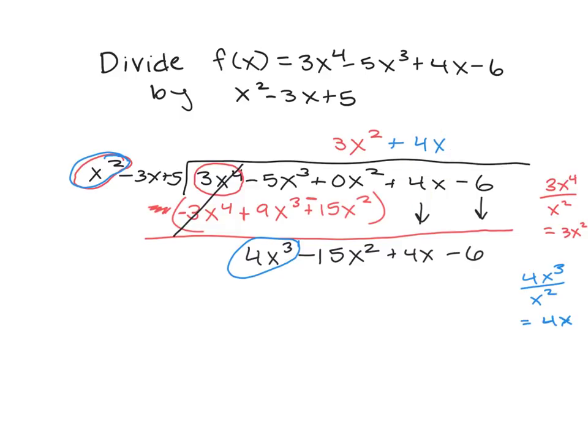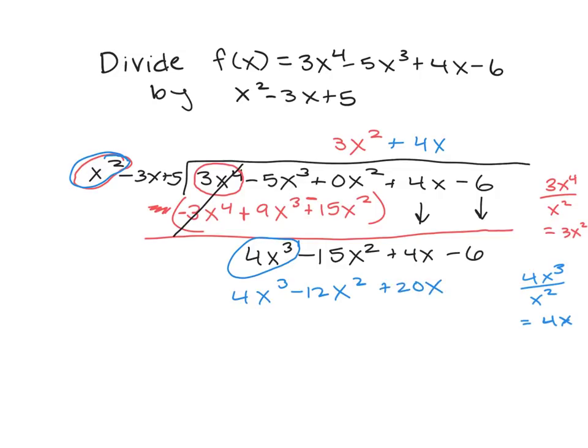And so now I'm going to multiply 4x times this whole thing. So I'm going to start by 4x times x squared, then 4x times negative 3x, then 4x times 5. And so that gives me 4x cubed minus 12x squared plus 20x.